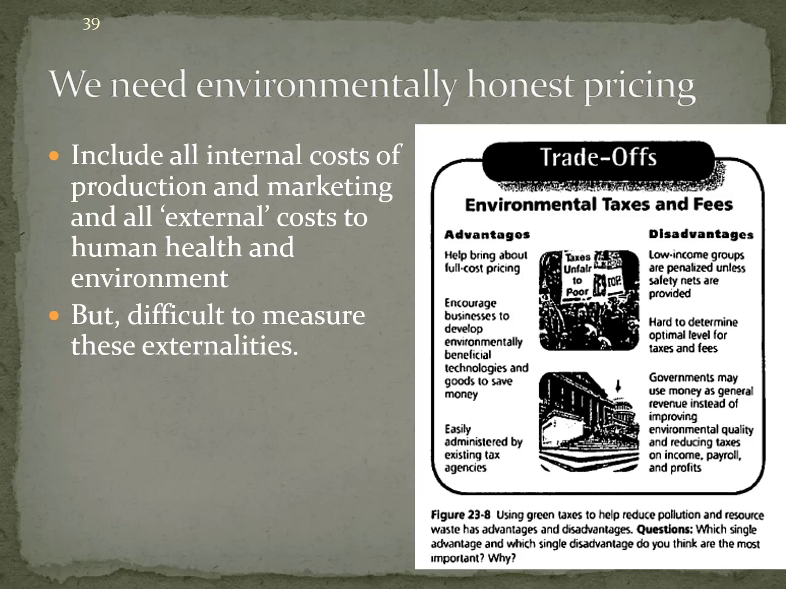Disadvantages, and this is a huge one. Low-income groups are penalized unless safety nets are provided. So, for example, a gas tax, which we have in California, and just a bit hypothetical here. So say, hypothetically, for gas, if we have a gas tax, let's say you have to pay 10 cents more per gallon of gas, and then that tax goes to offsetting the environmental impact of carbon emissions or whatever.